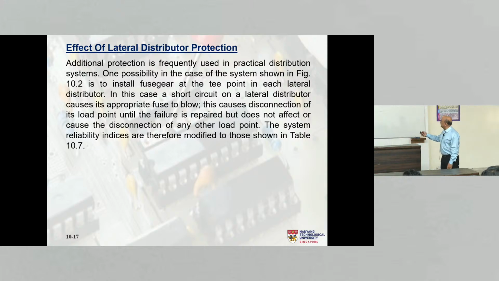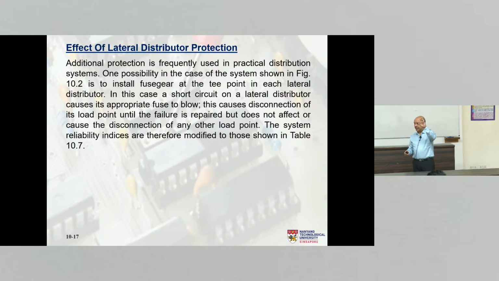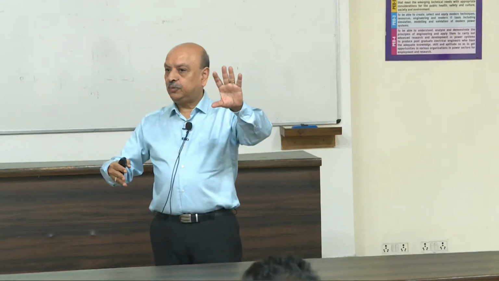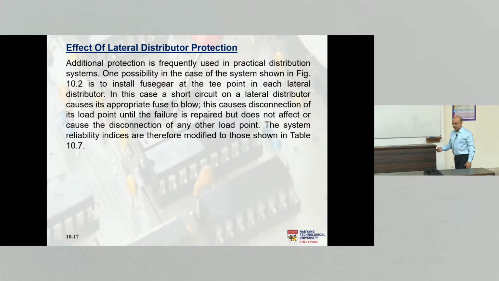So now we are going to consider lateral distributor protection. In other words, all these laterals that you saw, the distributors that I call, I'm going to install fuses in each of those, so that whenever there is a fault in this lateral, the fuse will blow, and it will not affect the other load points. It will only affect the load point where the lateral is connected. Of course, when the fuse blows, you have to rectify the fault before you connect another fuse and close the circuit for that load point. But it will not affect the other load points, correct?